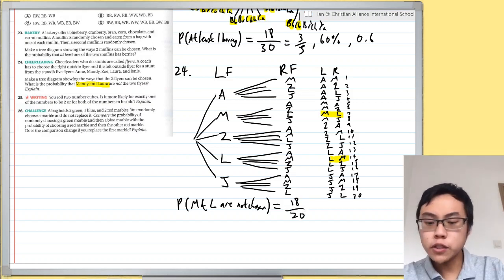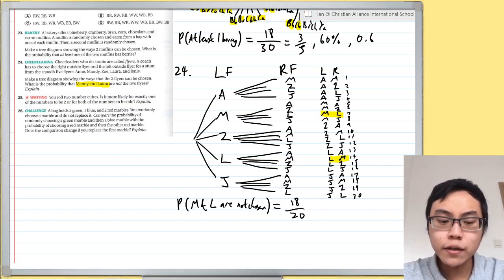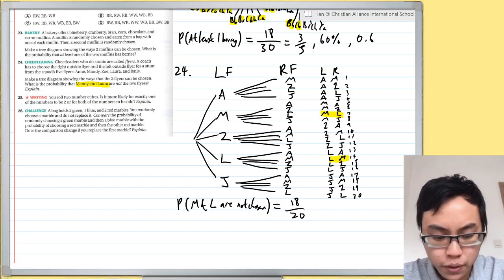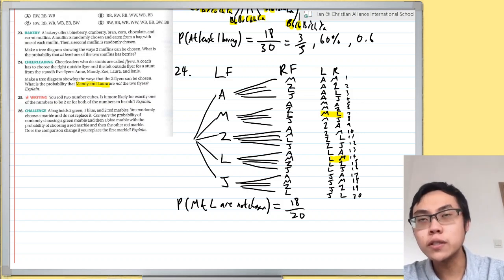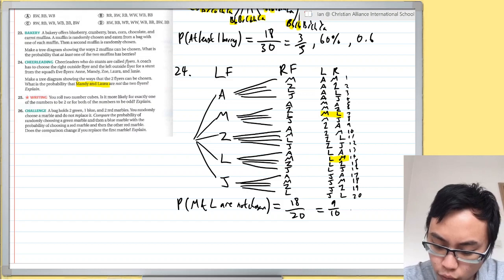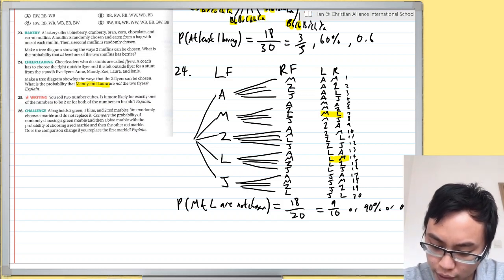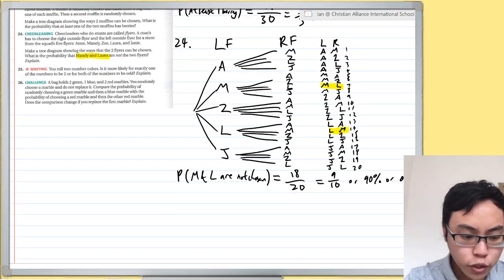Okay, so make sure we understand the question. Mandy and Laura chosen will be 2 possibilities. And so if they are not chosen, that's going to be 18 out of 20, or we can reduce it to 9 over 10, or that is 90%, or 0.9. Okay, so that's question 24.